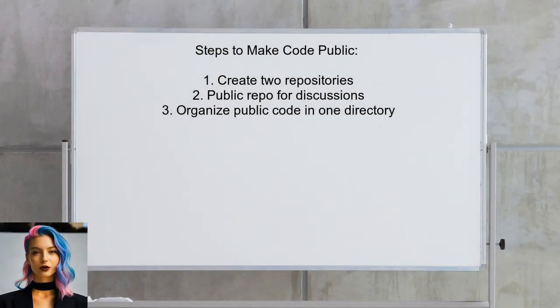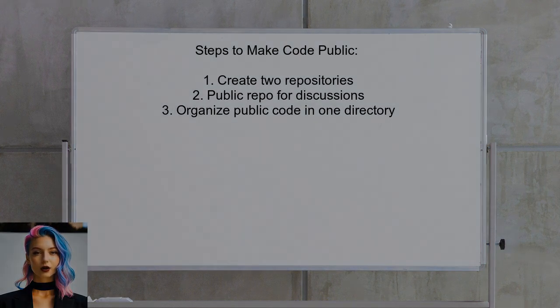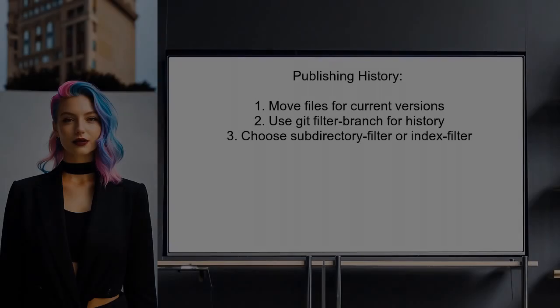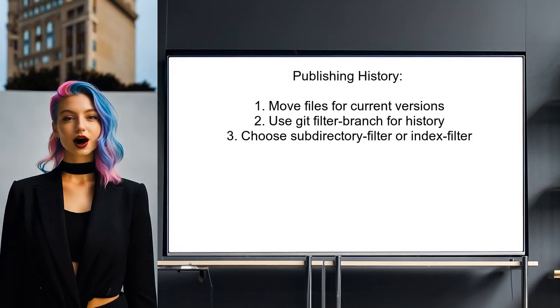If you decide to make some code public, you'll need two repositories. The public repo can host discussions and be set to read-only or read-write. To maintain history, you might need to remove the public code from the private repo and organize it under a single directory. For current versions, simply move files to the new repo.